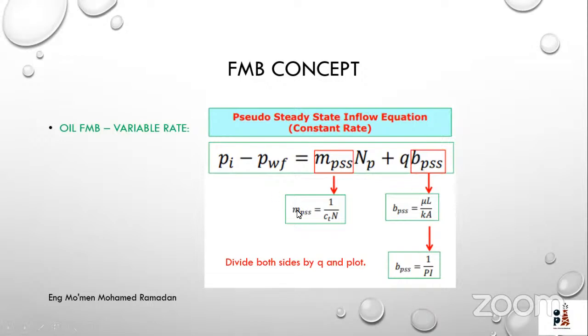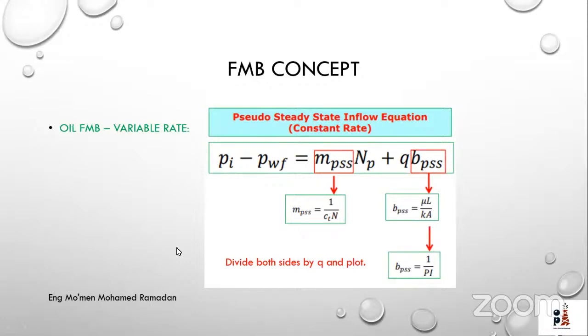What does m_PSS equal? It equals 1 over ct N, where N is the original oil in place and ct is the total compressibility. And b_PSS equals mu L if you talk about linear flow, divided by k, the permeability, multiplied by the area, which is the cross-sectional area, if we are talking about linear flow or cylindrical flow. Okay, in the case of the RC.